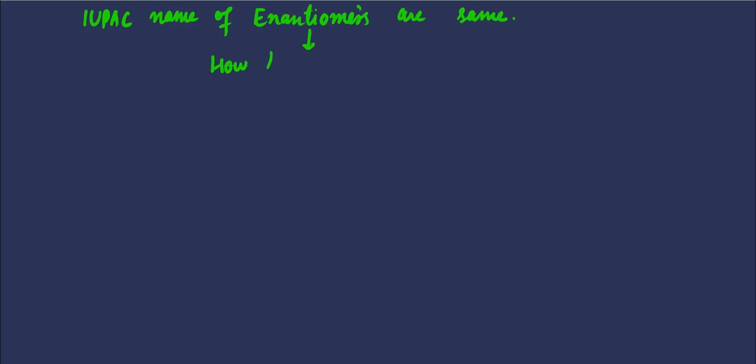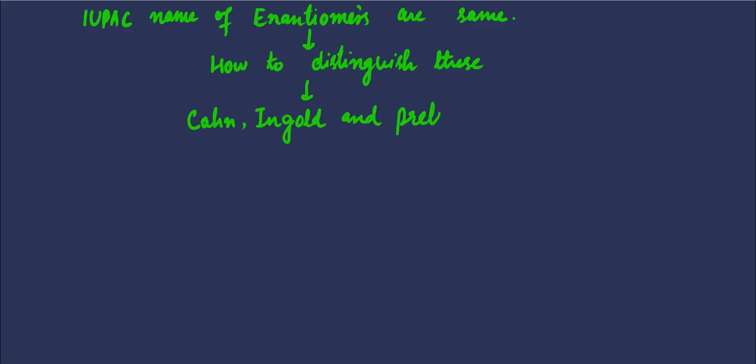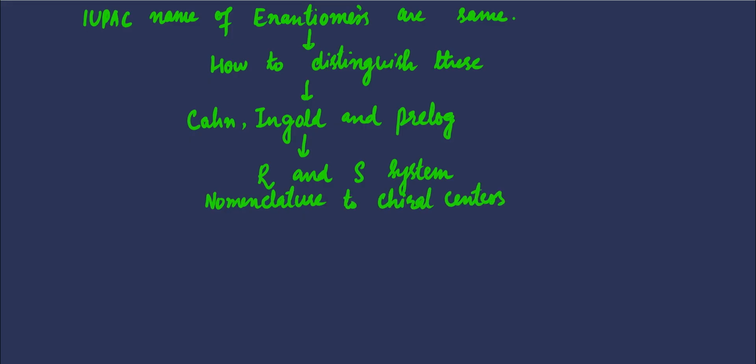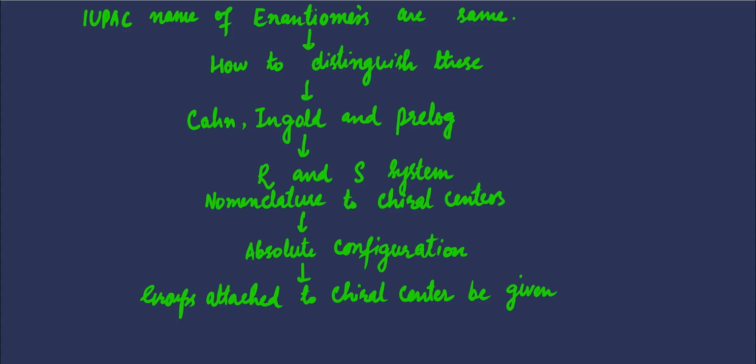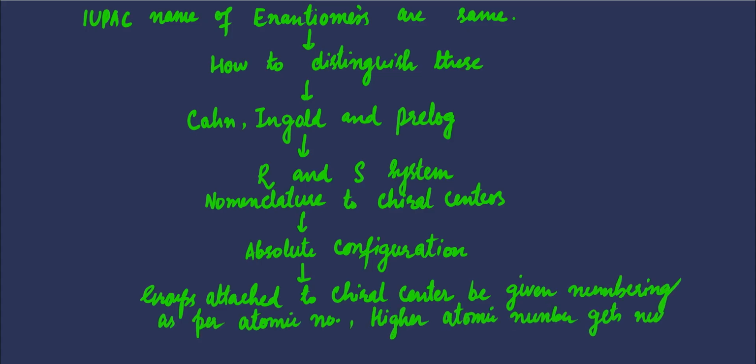Thus, a question arises: how to distinguish these molecules from one another? For this, Cahn-Ingold-Prelog devised a system of nomenclature, called the R and S system, which actually gives nomenclature to chiral centers based on certain rules. This system of nomenclature of chiral centers is also called the absolute configuration. As per this system, the atoms or groups attached to a chiral center should be numbered as per atomic number, with higher atomic number getting number 1 and so on.